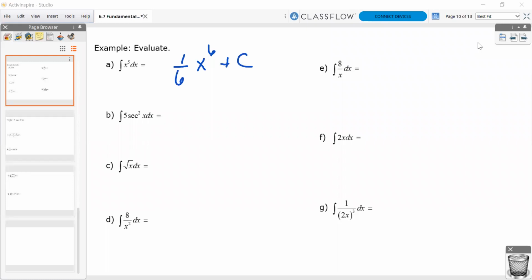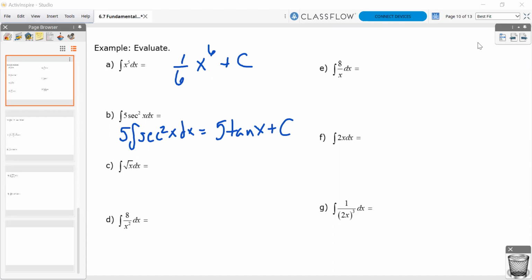For the second one, we have an integral of 5 secant squared x. Sometimes you'll also see this written as 5 times the integral of secant squared x. And we know what has a derivative of secant squared, that's going to be tangent. So this is just equal to 5 tangent x plus c.